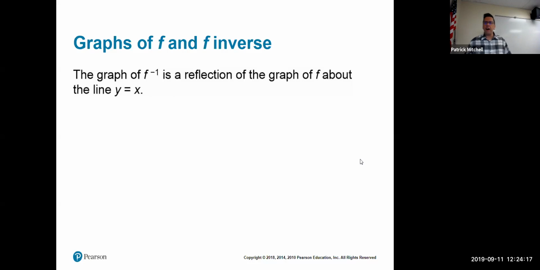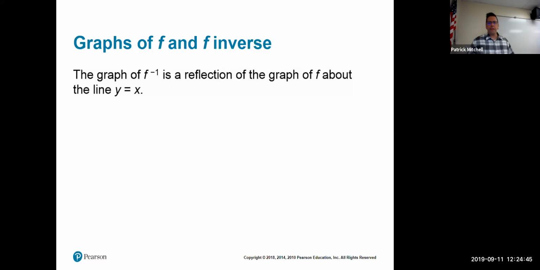All right, graphs of f and f inverse. It happens to be true that the graph of f inverse is a reflection of the graph about the line y equals x. And you're going to see what that looks like here in a minute. The reason that's true is that if you think about the 4 steps to making an inverse function, step 2 involves switching x and y.